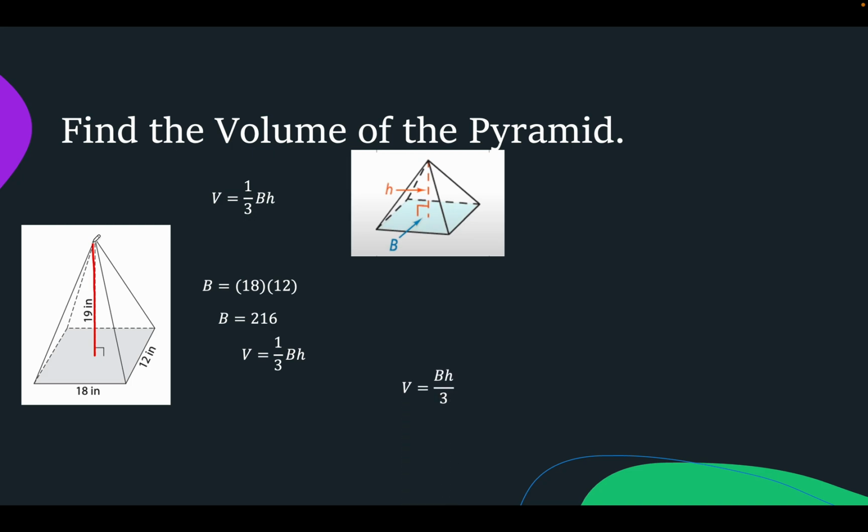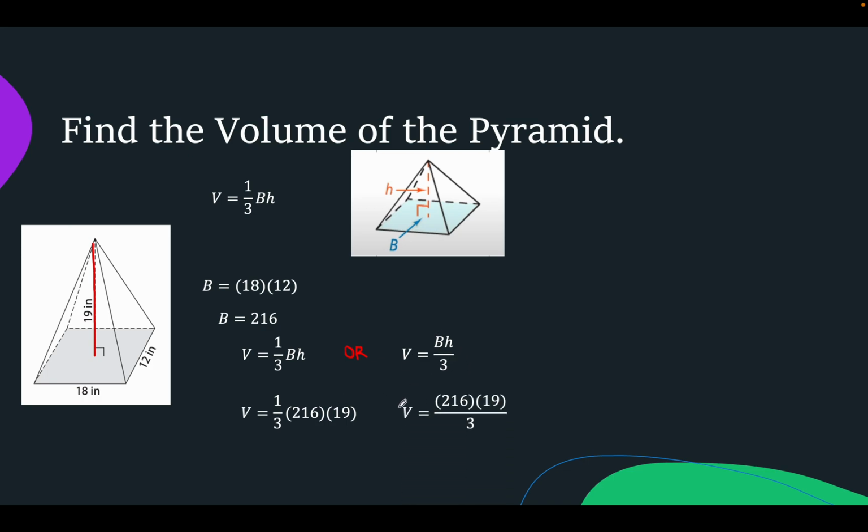You could also look at the formula this way. If we put our area of the base times the height divided by 3, that is another way to look at it. So it's either or here. So if we go to this side, it's going to look like this. We plug in our 216 for our capital B. We plug in our height of 19.